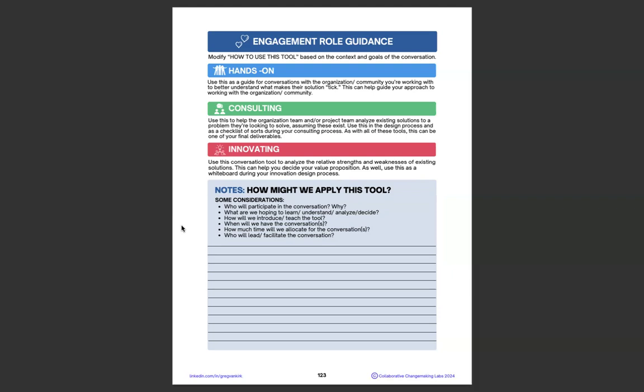Consulting. Use this to help the organization team and or project team analyze existing solutions to a problem they're looking to solve, assuming these exist. Use this in the design process and as a checklist of sorts during your consulting process. As with all of the tools, this can be one of your final deliverables. And if you are innovating, use this conversation tool to analyze the relative strengths and weaknesses of existing solutions. This can help you decide your value proposition, right, where you should step in. Wow, we really need a solution that's more dignified, for example. As well, use this as a whiteboard during your innovation design process.